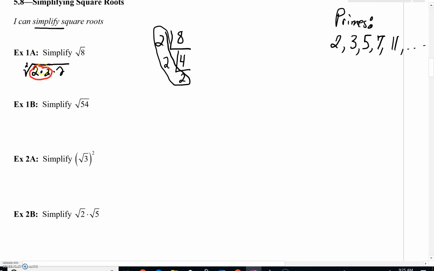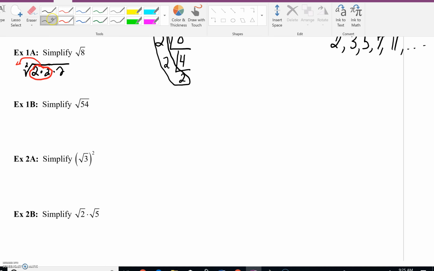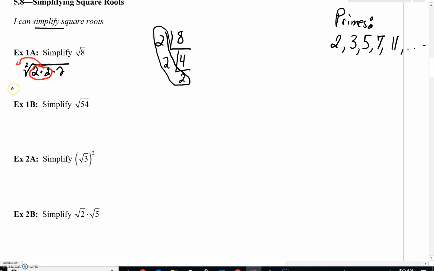Once you've circled a pair, bring one of them out and then cross out your circle. So I'm going to pull out one of these 2's. I'm losing that circle now. I still have a square root, a second root. I still have a 2 inside. And guys, that's my final answer. This is what it means to simplify or reduce a square root. So hopefully you're getting that.